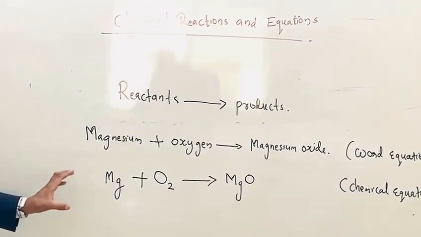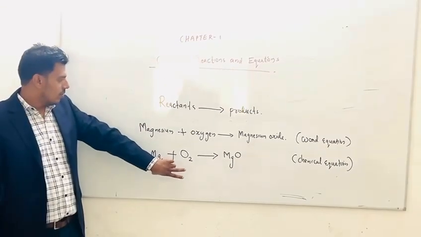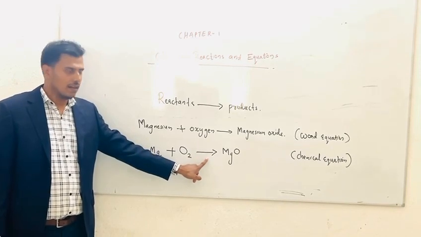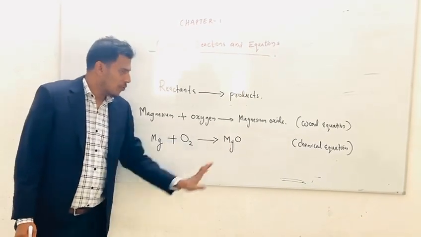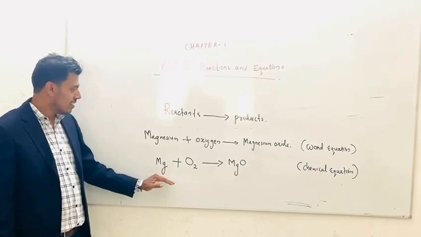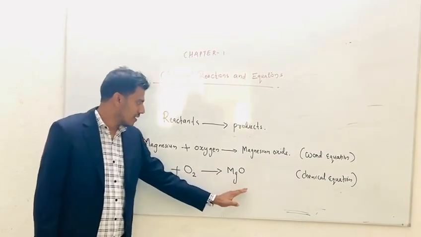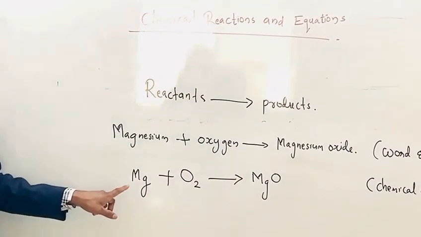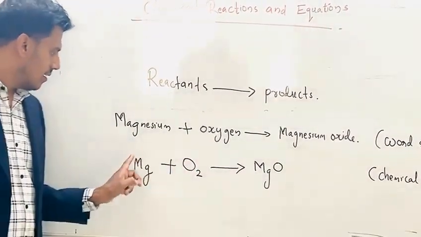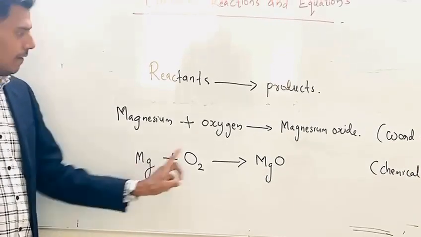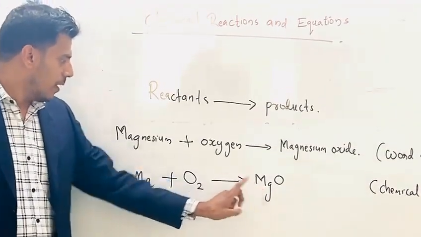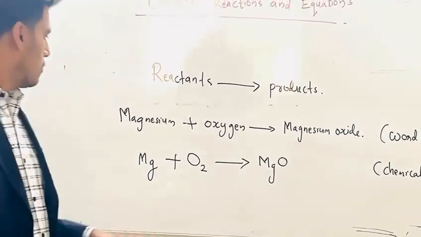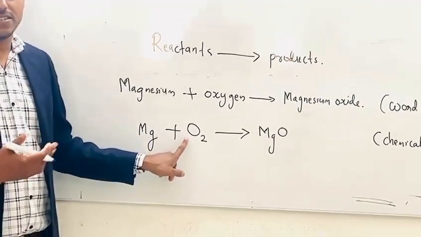Okay. Now you know that the reactant side is to the left of the arrow mark, and what is to the right of the arrow mark? That is the product side. So this LHS is called the reactant side. This is the product side. Just see the number of atoms of magnesium in LHS and RHS. They are equal. One magnesium we have, and on the product side also one magnesium. What about oxygen? In the product side, there is only one oxygen.